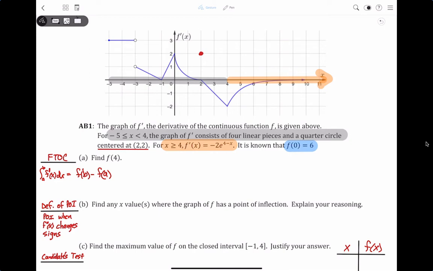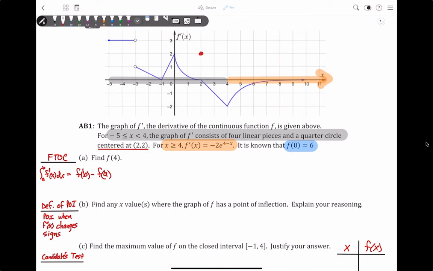Okay, so AB1, this is another example that is different from the ones that you've seen before. First of all, it says that we are given the graph of f prime of x, the derivative of the continuous function f, given above. Between -5 all the way to 4, it consists of 4 linear pieces and a quarter circle. And you see that the center, I've already labeled it, is at (2, 2).